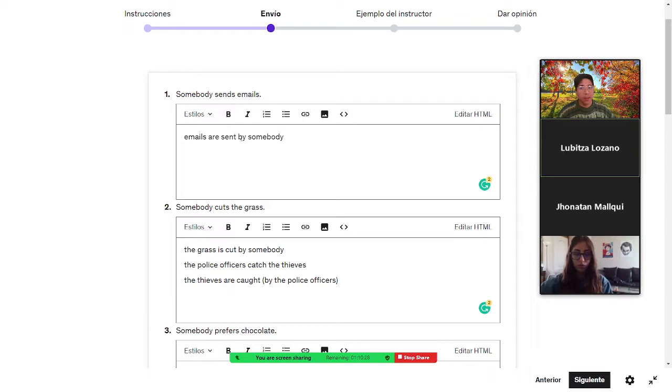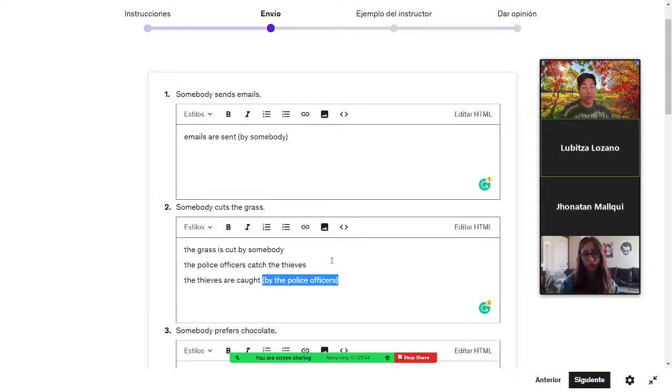Well, in this case, we don't know who performed the action, because we say somebody. When you don't know who performs the action, you use the passive voice. So instead of saying, somebody paints the house, alguien pinta la casa, you say, the house is painted. That's it. It's not necessary to write by somebody, because you don't know, or you don't write it when the agent is obvious. Did you understand?